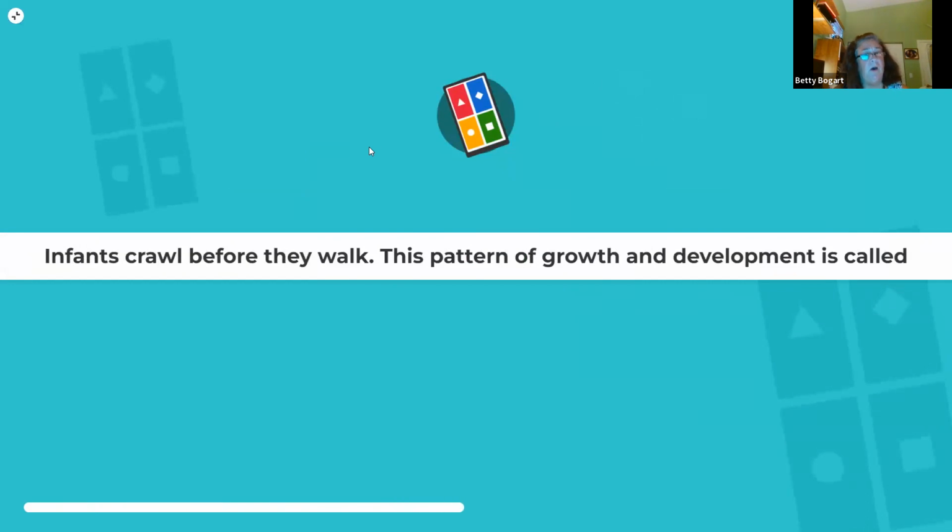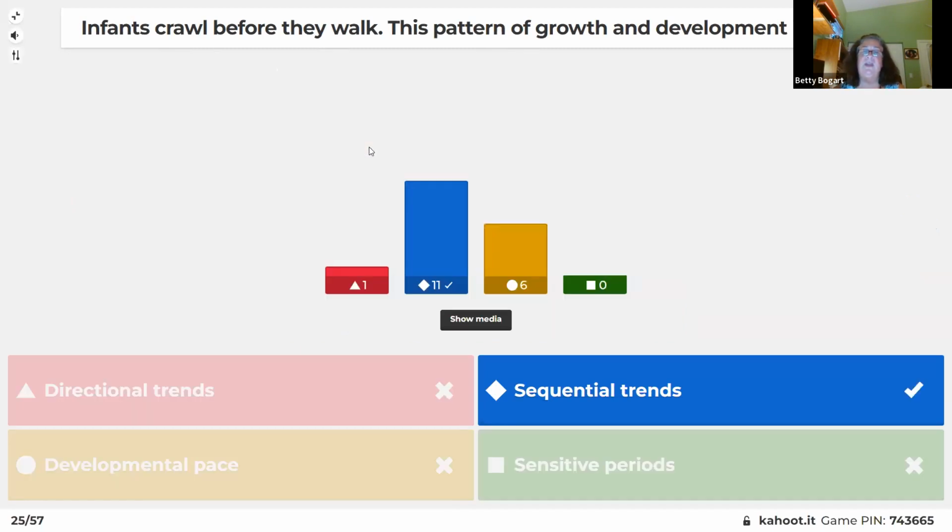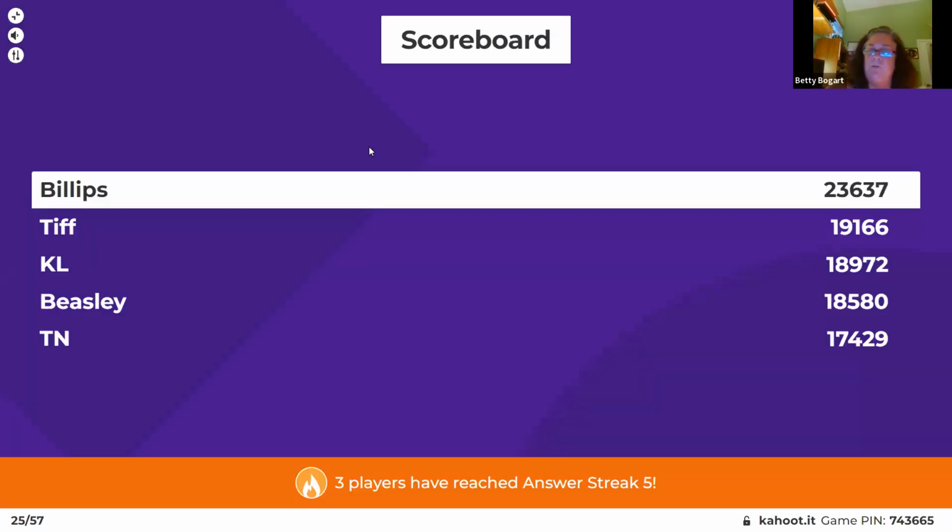Infants crawl before they walk. This pattern of growth and development is called what? They lift their head up before they roll over. They roll over before they crawl. They crawl before they creep. What pattern of growth is that? What is it called? It's called sequential trends. Things happen in sequences. Remember, it doesn't matter if you skip a step, as long as they're moving in the forward direction, we're doing good.